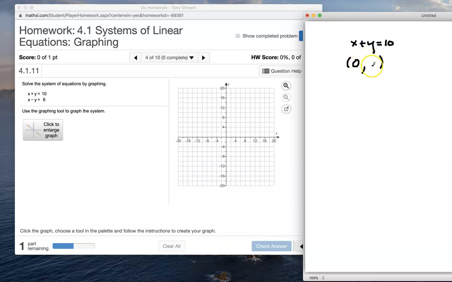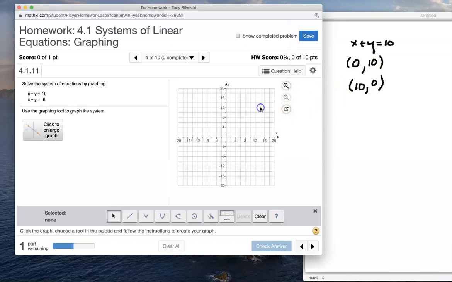What's the corresponding value of y? If x is 0, what's the corresponding value of y that satisfies this equation? Well, if I plug in 0, 0 plus y equals 10, and y has to be 10. So if x is 0, y is 10, and then we say if y is 0, what does x have to be? Same deal. X plus 0 equals 10. This has got to be 10. So right off the bat, these are the 2 points I'm going to graph.